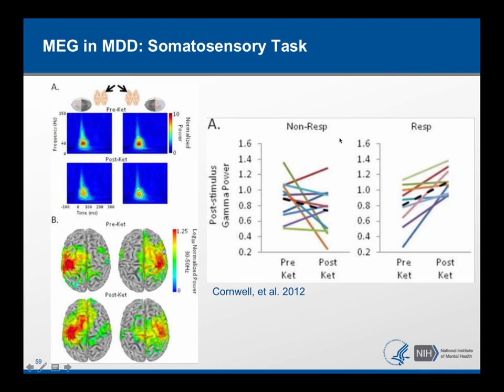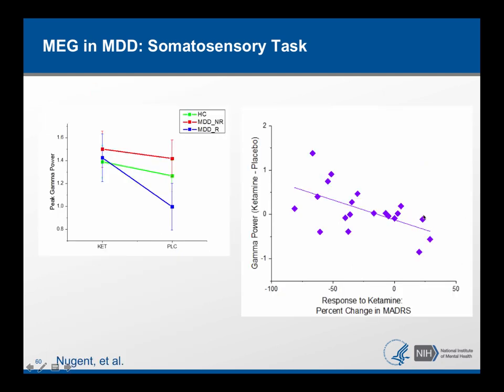We've also looked at somatosensory tasks. This task involves just giving a brief air puff to the finger to activate the somatosensory cortex. And this is a previous study in 2012 where it was shown that ketamine actually potentiates the response in the somatosensory cortex, but only in the subjects who respond to ketamine. We recently replicated this in our data, showing again that there was a large difference between ketamine and placebo, but only in the responders to ketamine. And then when we look at gamma power versus the percent change in MADRS score, we see a nice correlation here.